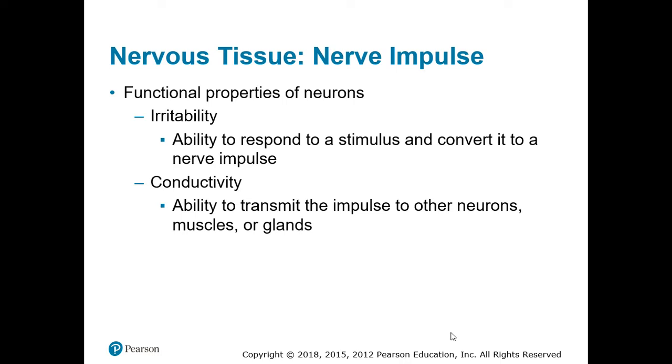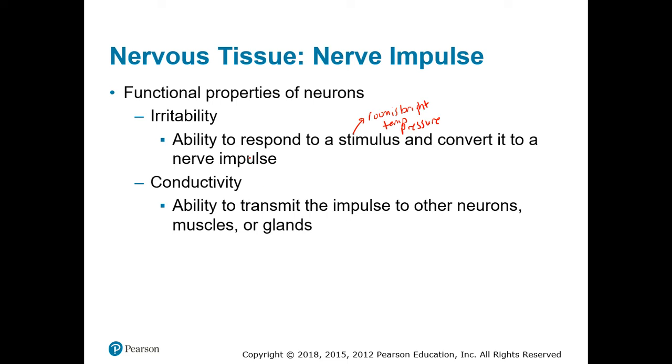So, we're going to start by talking about the two most important functional properties of neurons, and that is irritability and conductivity. Irritability is defined as the ability to respond to a stimulus and convert it into a nerve impulse. So remember, a stimulus can be anything such as the room is bright, the temperature, pressure, anything that you're taking in with your ears, eyes, taste, anything like that, your senses.